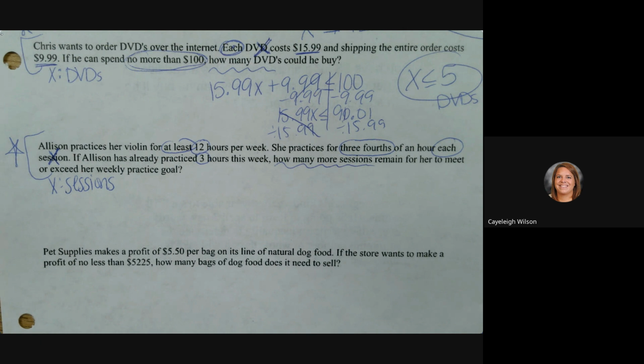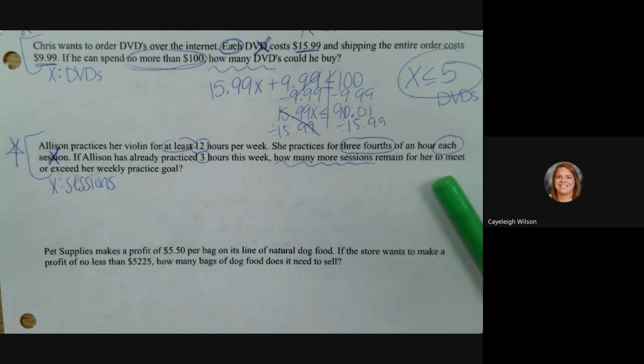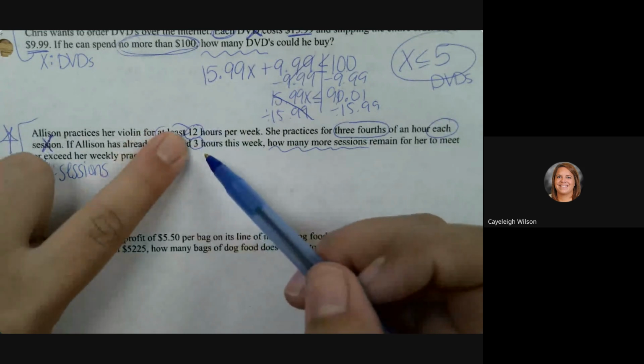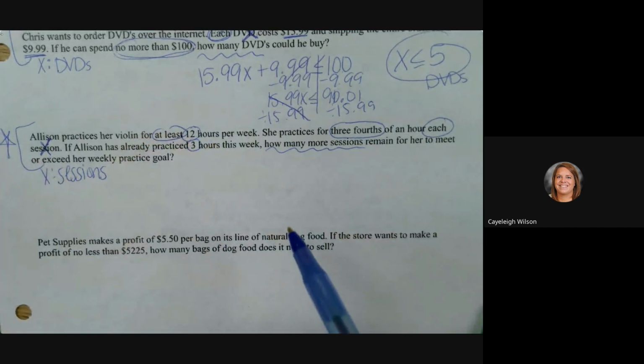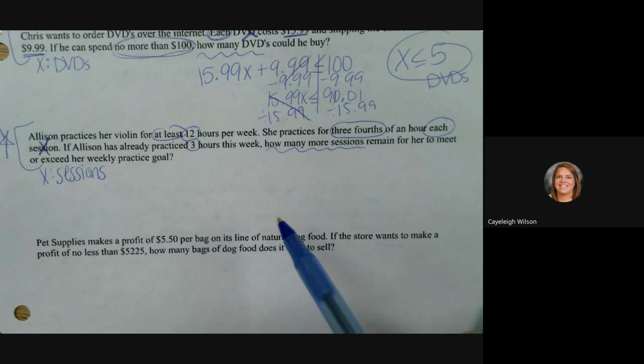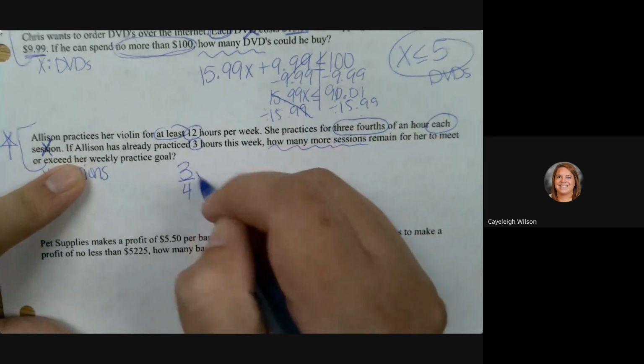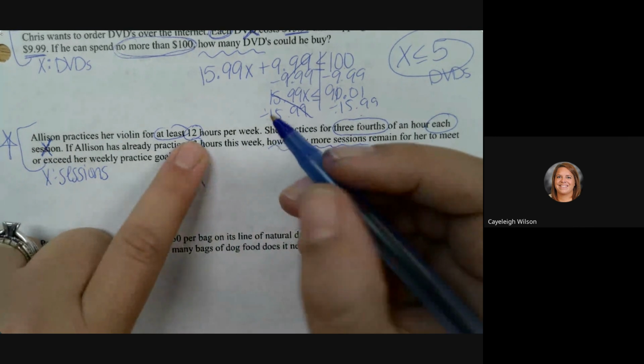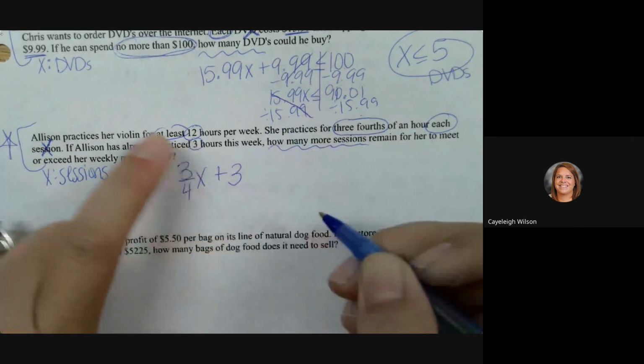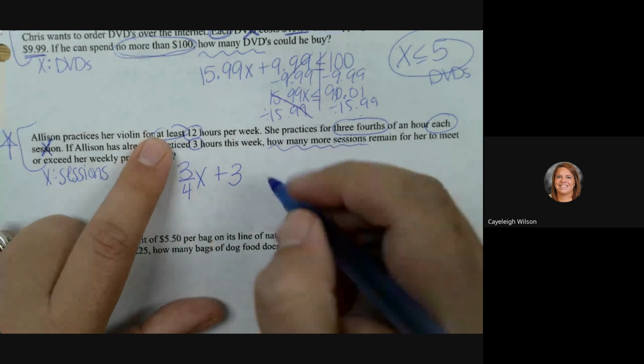All right, so she's trying to get at least 12 hours of practice. Here's my question. If Adley practices for 2 hours on Monday, then 3 hours on Tuesday, and then 1 hour on Wednesday, how much has she practiced? 6 hours. How'd you figure that out? By adding. So she's going to practice for 3/4 hour each session, plus the 3 hours that she's already practiced, and she needs to be at least 12 hours of practice a week.